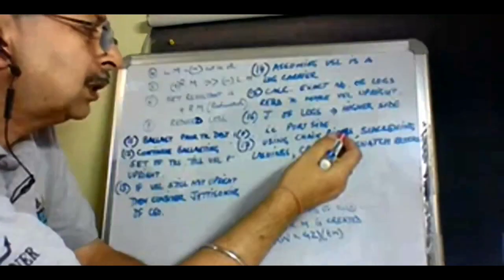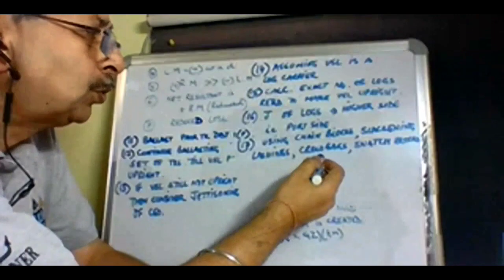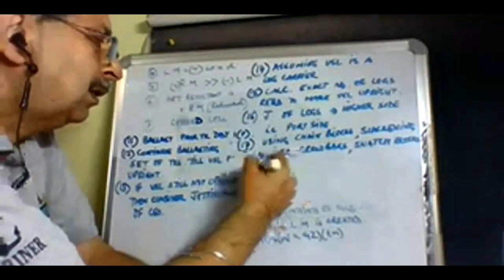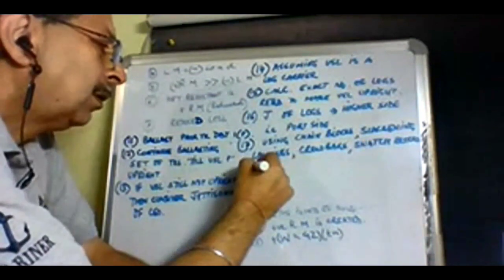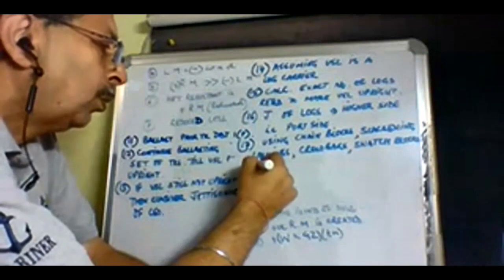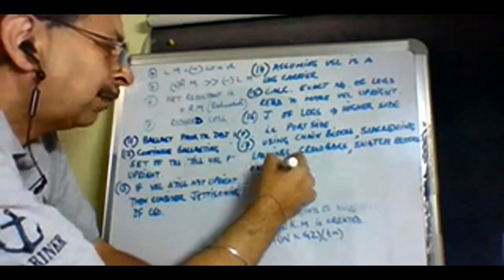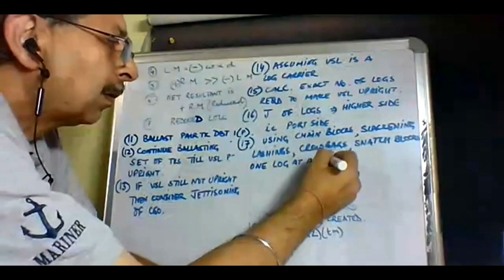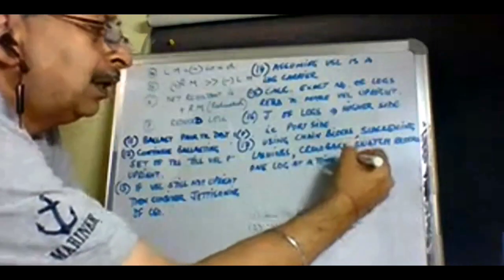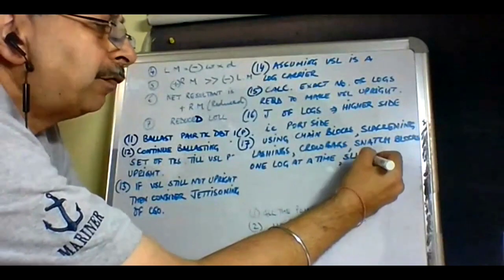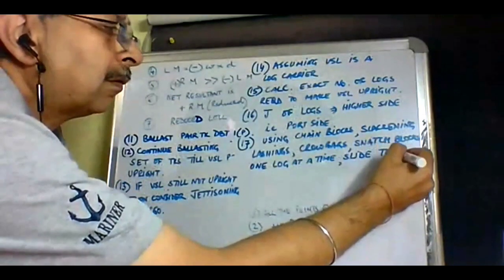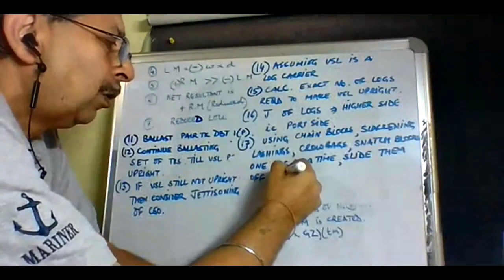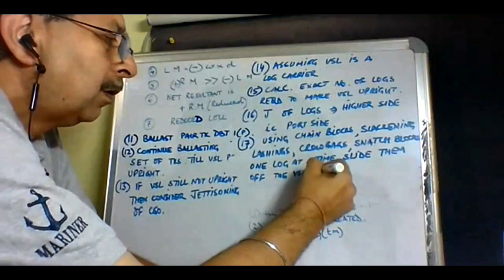So you use chain blocks, you slacken the lashings, you use crowbars, you use snatch blocks, and you generally do one log at a time. You do one log at a time, and you just slide them off the vessel on port side.